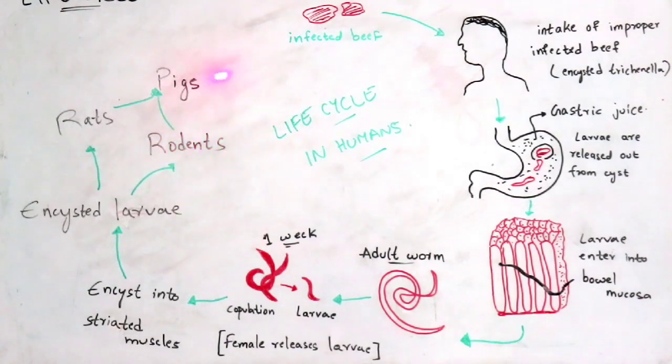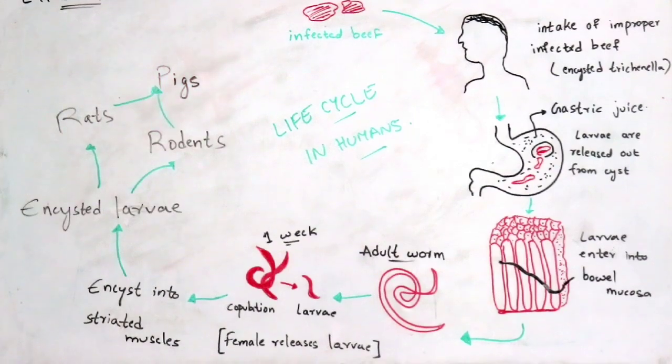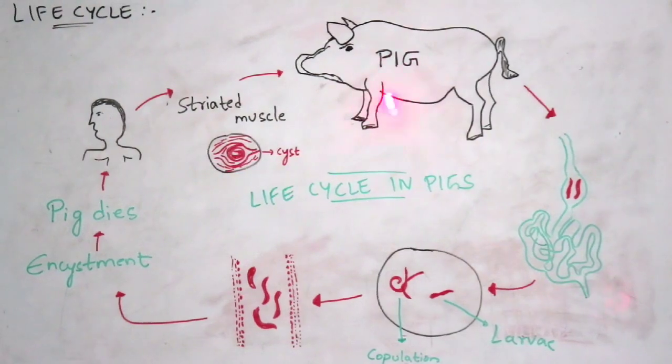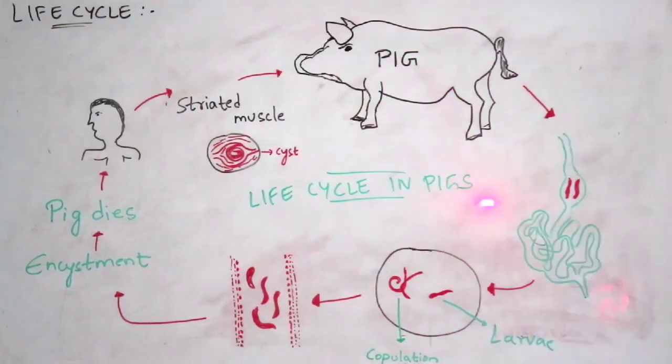So now let us discuss the life cycle in pigs. This is a pig, and pigs have parts like the small intestine. The striated muscles affected in humans will be consumed by the pig, and the striated muscle consists of cysts. The cyst enters the pig through the mouth and reaches the small intestine. Within the small intestine, the larvae undergo copulation, both male and female.